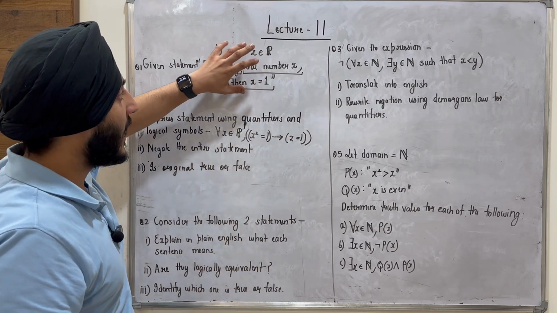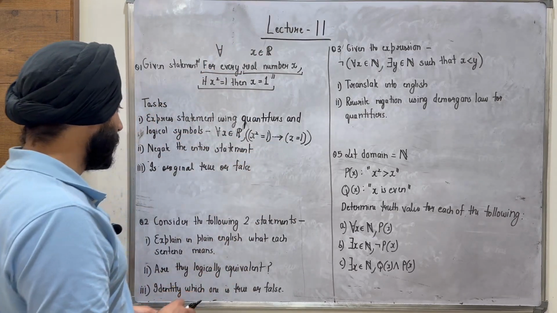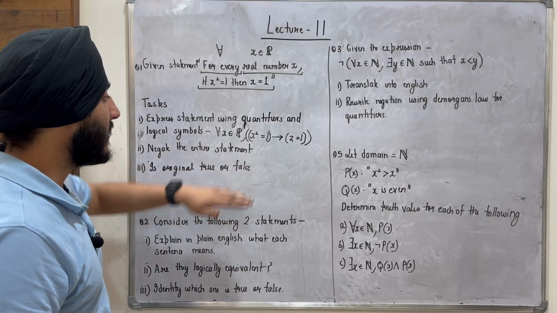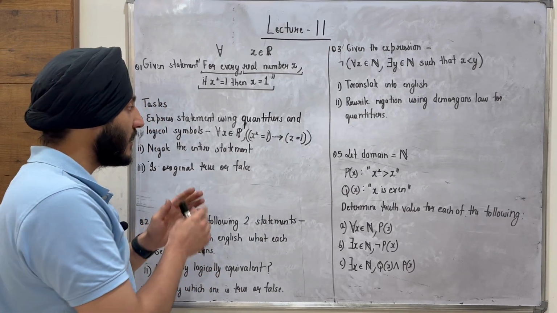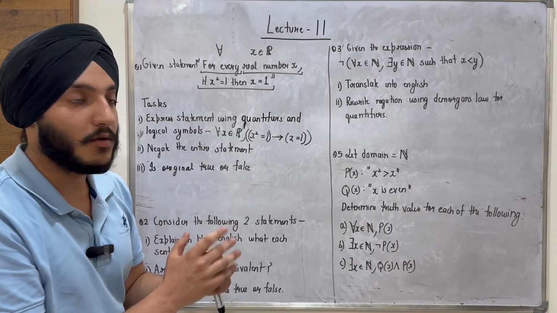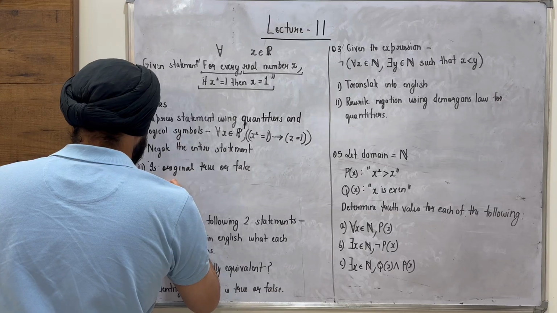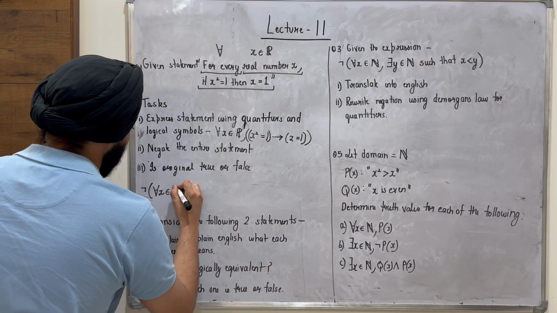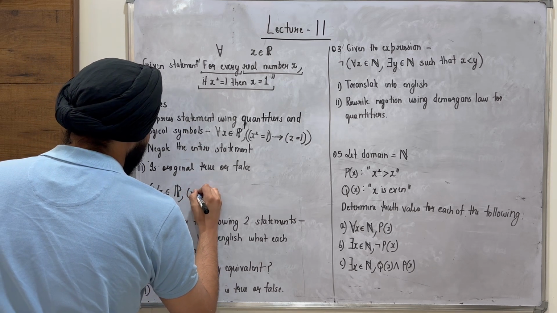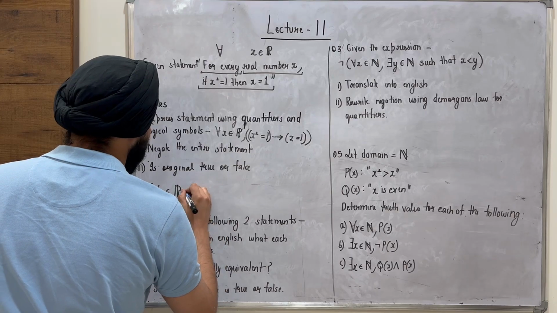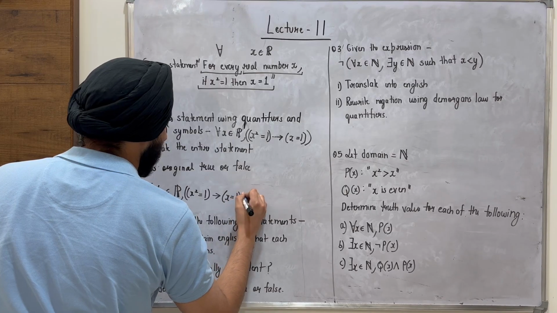So if you try to understand it, I had this big sentence and I converted it into a logical statement using some symbols. So now the next task is to negate the entire statement. So let's try to do it. If you remember, whenever I have to negate a statement where there's a for all, there's a specific way to do it. So this is the negation of for all x, elements of the real numbers, x square equal 1 implies x equal 1.